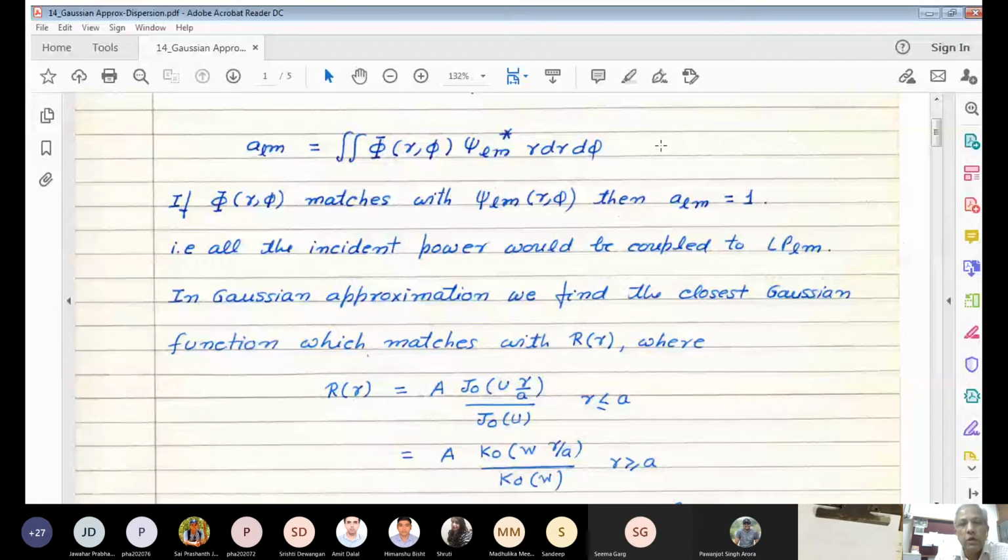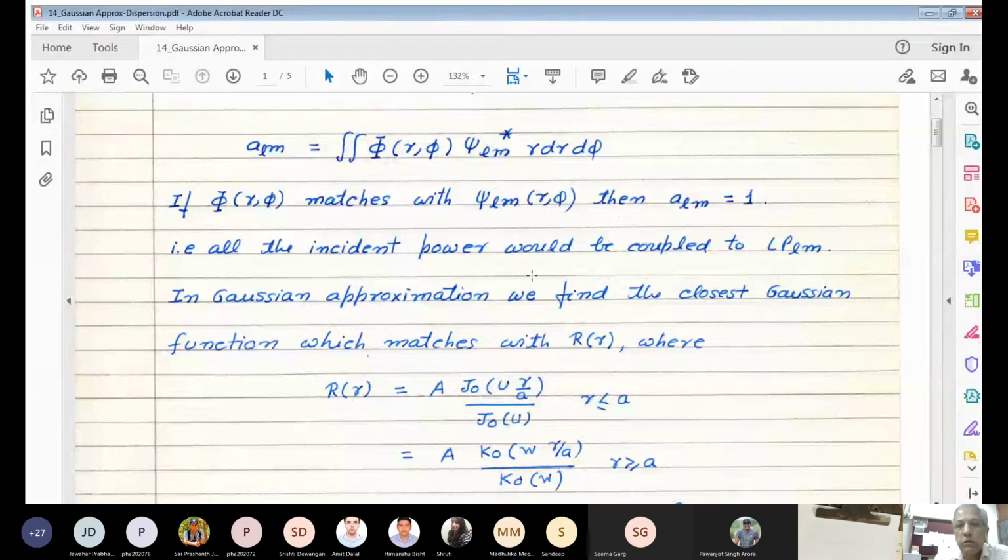So I will find a Gaussian function, which you know is exponential of minus r squared by w squared. And I will find that value of w for which this overlap integral is maximum. In any case, I should consider the normalized form, because if I do not use the normalized form of the Gaussian function and take the amplitude to be very large, then this overlap integral would be very large. It may be even more than 1.